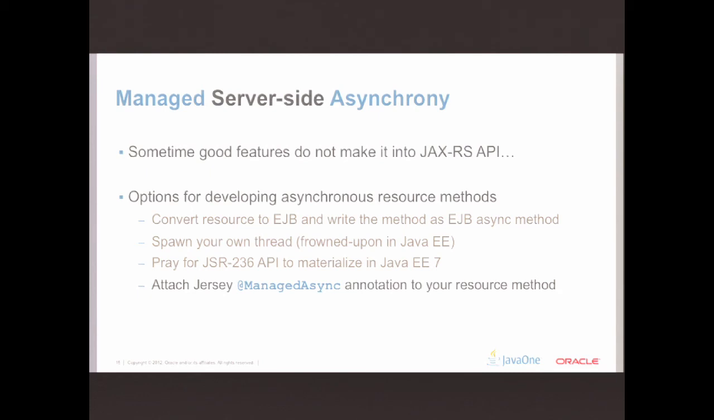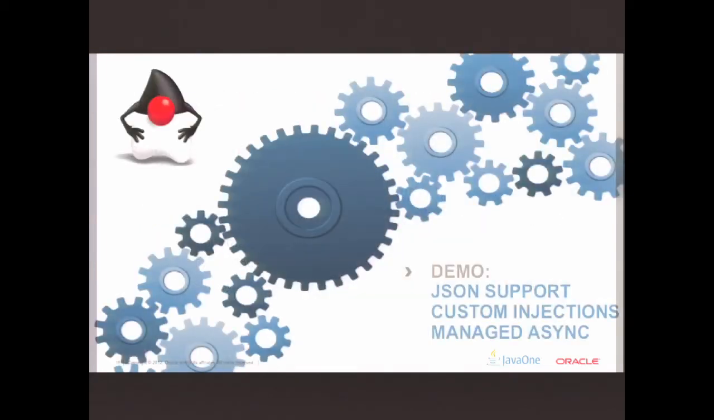Or what you can do is to attach the ManagedAsync Jersey proprietary annotation to your resource, and once you do that, you are informing the Jersey container that it should run the method in a separate thread, and automatically inform the container to not close the connection, and basically let you close the connection or send the response as it is convenient for you or for your application.